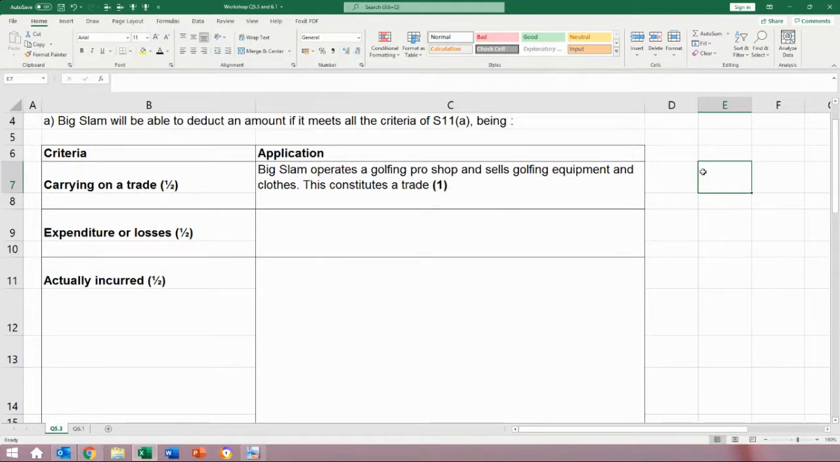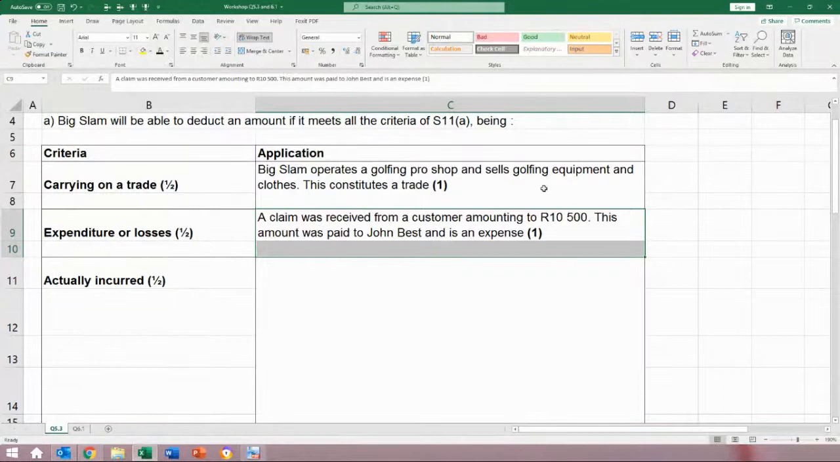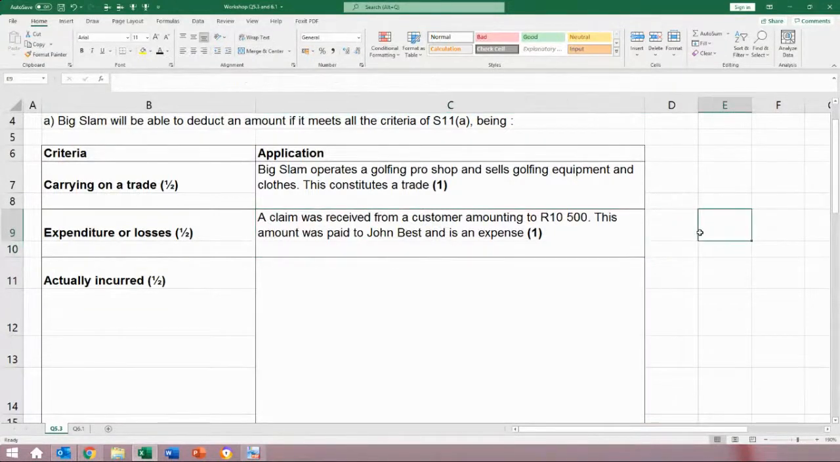Then the next thing we would have to discuss is, did we actually incur expenses or losses? Now, we said the claim that was received from the customer, that 10,500, because this amount was paid in March, this was actually then seen as an expense. So we have actually incurred an expense of 10,500, which resulted from the claim.